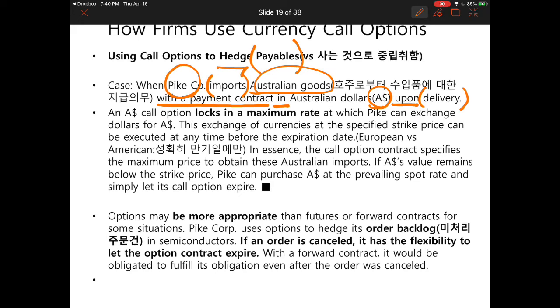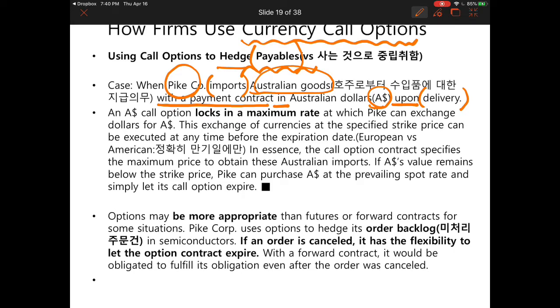So you have a liability of payable. Does it make sense? Once a product from Australia is delivered here, I have an obligation, a liability, to pay in Australian dollars. That's the concept of payable. So I want to be neutralized against the changing value risk of the Australian dollar. For that, I might consider purchasing an Australian dollar call option. That's what this slide suggests to you.